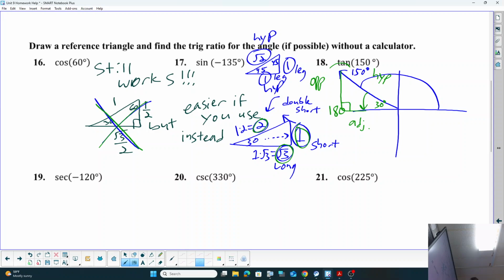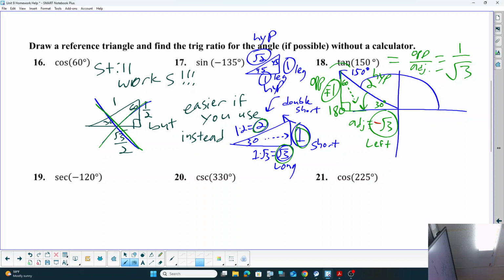So across from 30 is 1, and that's going up 1, so it is a positive 1. And then adjacent, that'll be across from the 60 degrees, and so that'll be radical 3. But we are going left, and left means negative, so that one is definitely going to be negative. And then hypotenuse will be 2. So what is tangent again? Tangent of 150 is opposite over adjacent. And so opposite is a positive 1 over adjacent, which is a negative radical 3. So that's going to be 1 over negative radical 3.